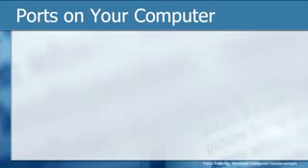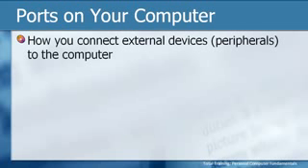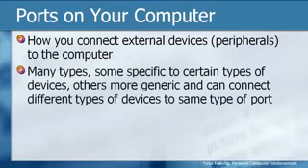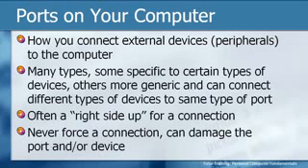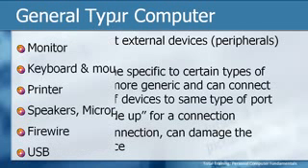The things that you connect to your computer, to the CPU or to the box, are called external devices or sometimes called peripheral devices. There are many types of peripherals, and there are many types of ports to go along with those. Some of the ports are specific to certain types of devices, and others are more generic and connect different types of devices to the same port. Remember that when you're connecting things to a computer, there is often a right side up for a connection. They can't just go in any old way. And maybe most importantly is never force a connection. If you try to force a cable into a port, you can damage both the port and the device cable.